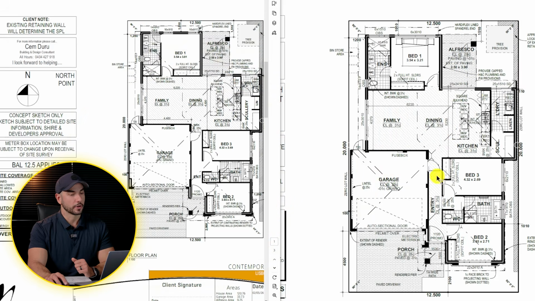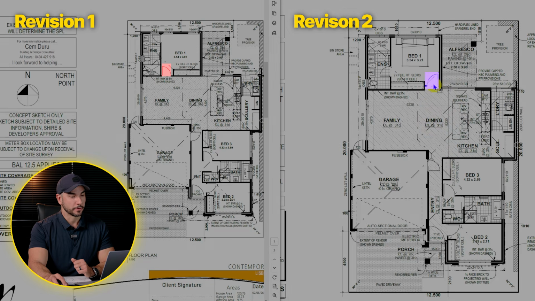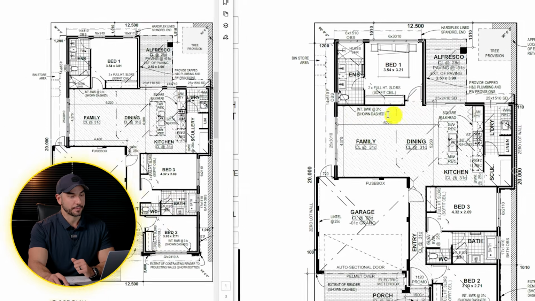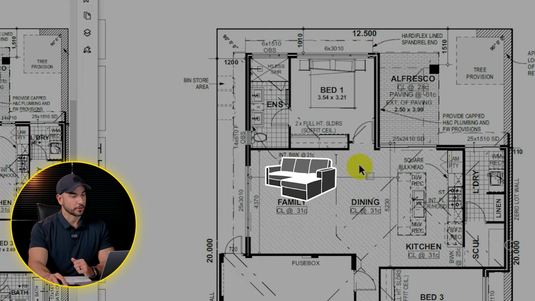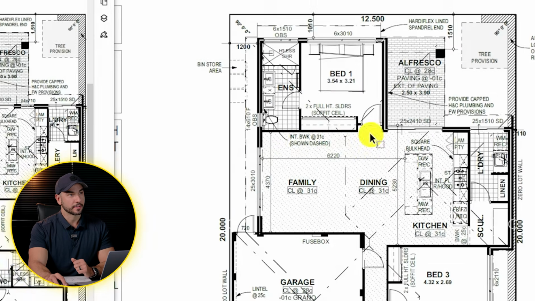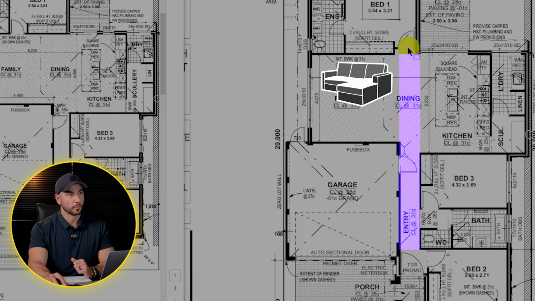Okay, so we've got our revision 1 on the left-hand side and we've got revision 2 on the right-hand side. So the first thing you're going to notice is that I've moved the entry door for bed 1. So not only does this mean that I can have the couch up against this wall here, it means that I don't need to walk behind the couch, and I've got this channel of walkway that is going to be used for many things.